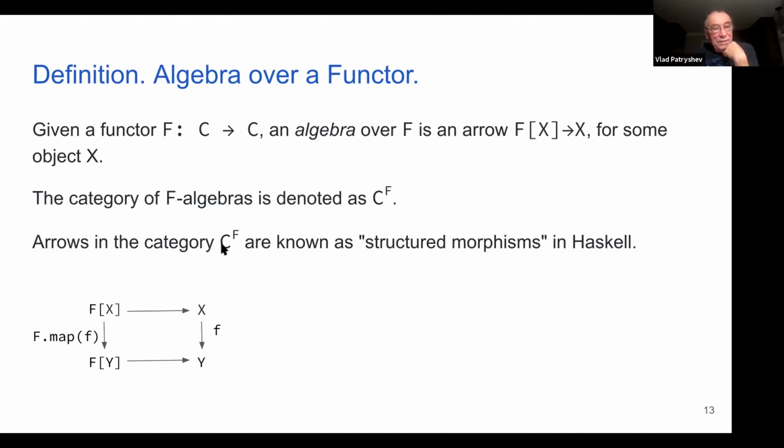The arrows in this category are known as structure morphisms in Haskell. So that's how it's written, in a mixture of Scala or Haskell and categories. So if we have an algebra of F on X and an algebra on Y, the correct morphism, the structure morphism, would be an arrow from X to Y, such that this diagram commutes.